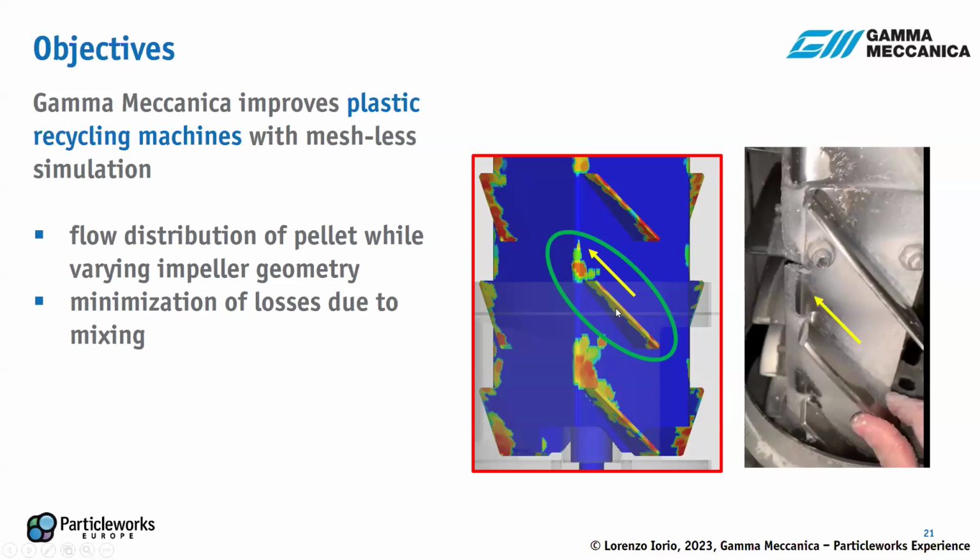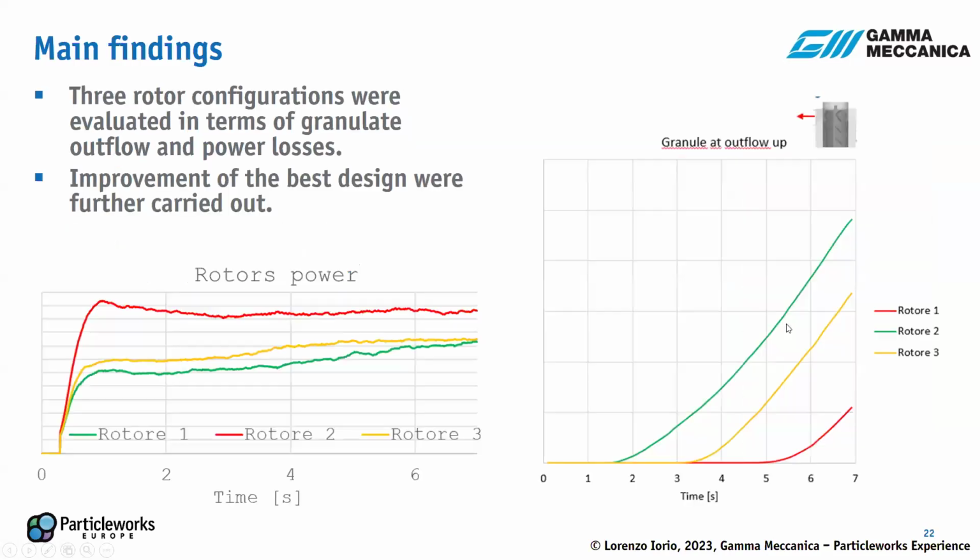Those were the objectives. There was also a visual testing example in-house at Gamma Meccanica, and they could already see a very interesting correlation between the prediction of the simulation and the real-life testing. You see here the flow distribution of the granulate plotted against the rotor, and you see the flow that is also represented there.